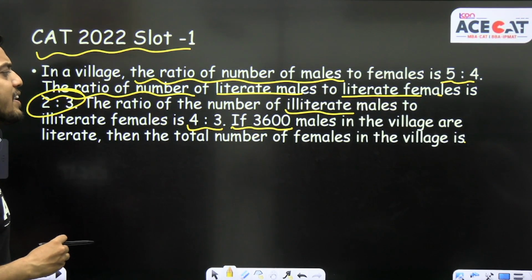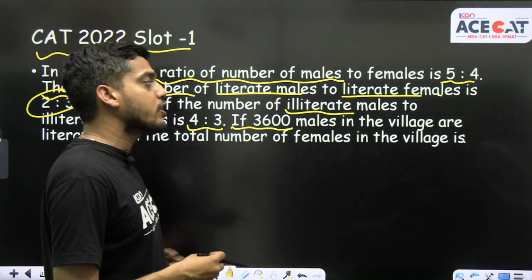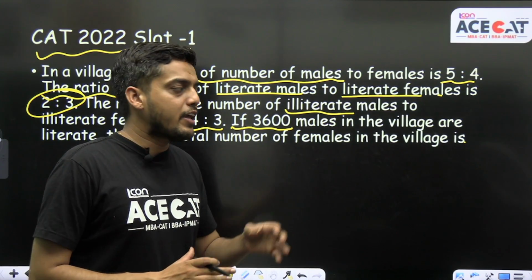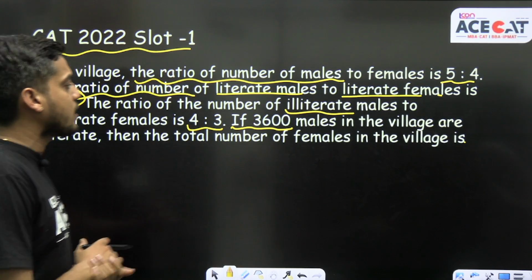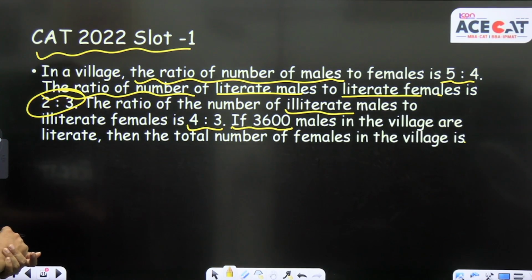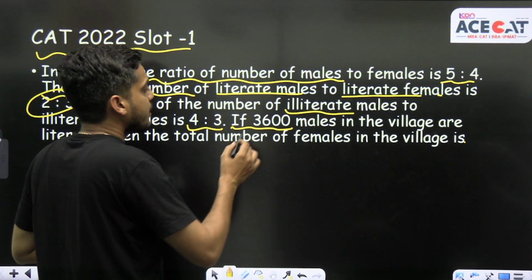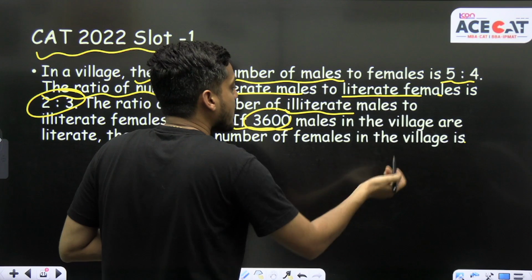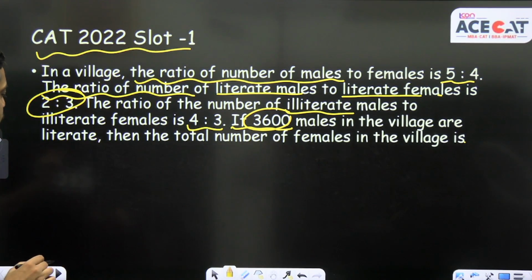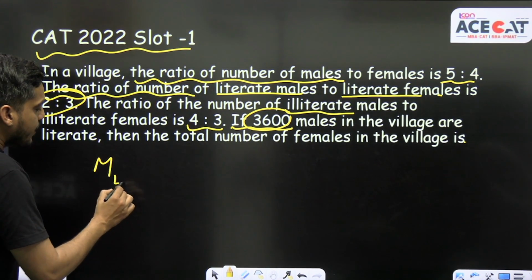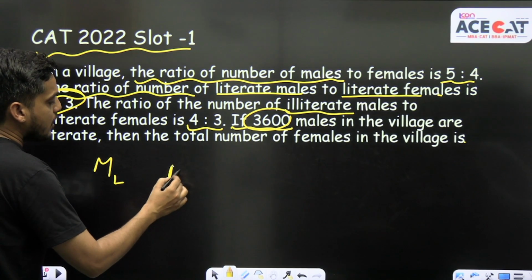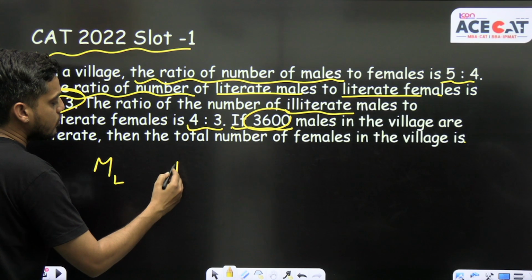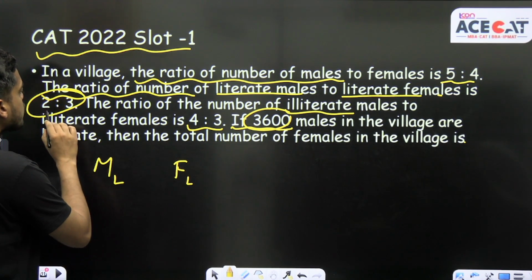So it is a very easy question, but many students got confused by the language and they made so many equations while solving that question. So how should we approach this question? We should approach this data first. If 3600 males in the village are literate, okay students, first of all, the literate male and literate females ratio is given as 2:3.